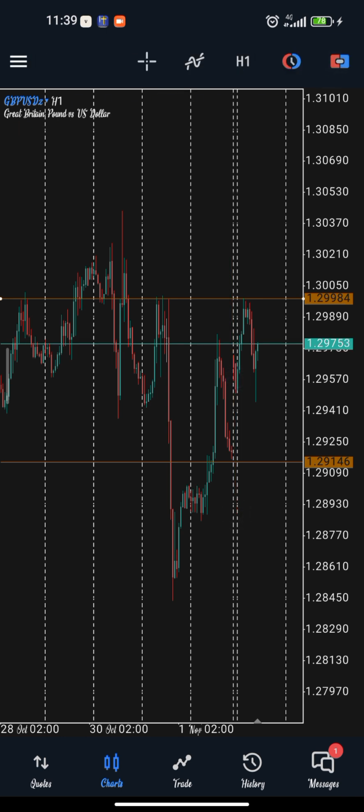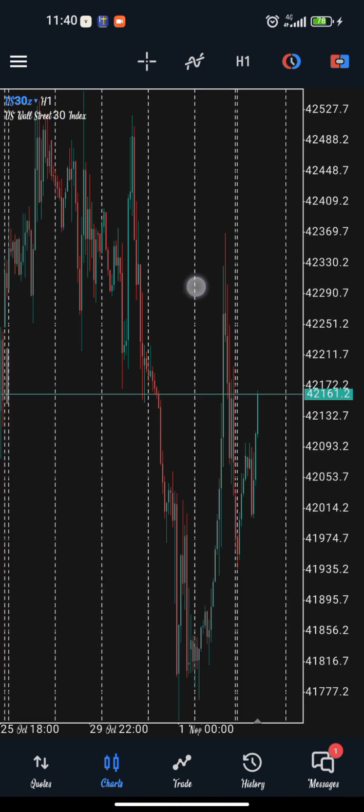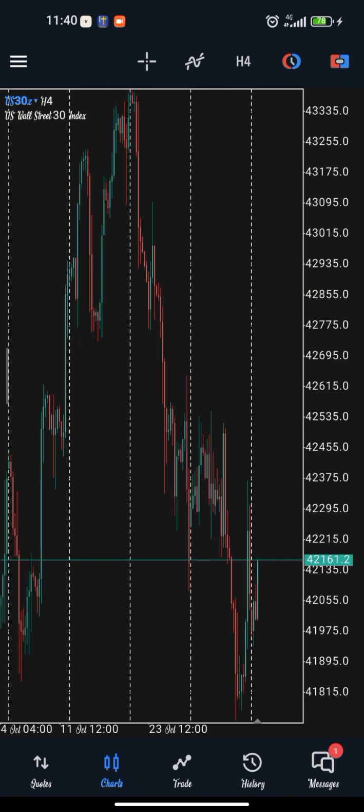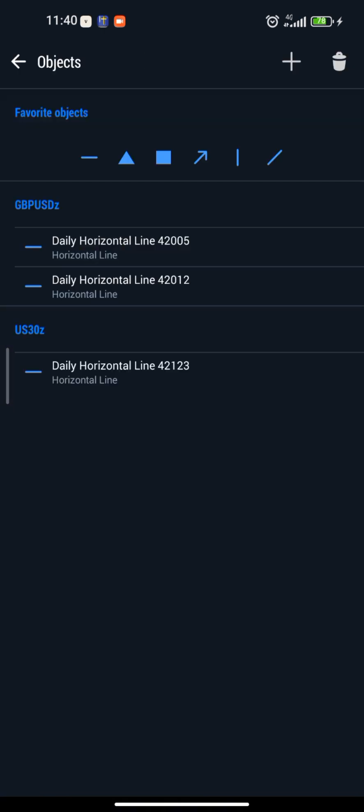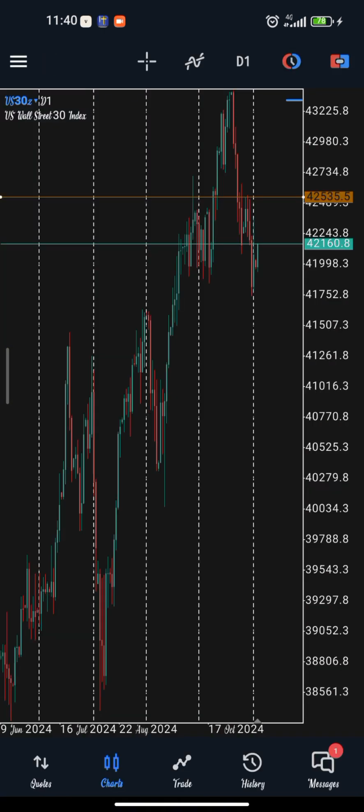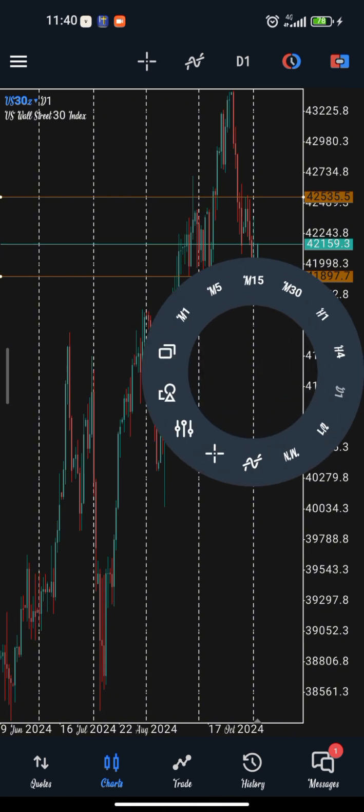So those are the levels I'll be looking out for. And then the next pair we have here is the US30. I'll be looking at the 4 hour first. I'm sorry, let me start with the daily. Okay, so on the daily, we have a level here. Even though the daily has been on a downtrend, it seems to be hitting a support at this point here. Okay, so for today, I think I'll be watching for these levels.